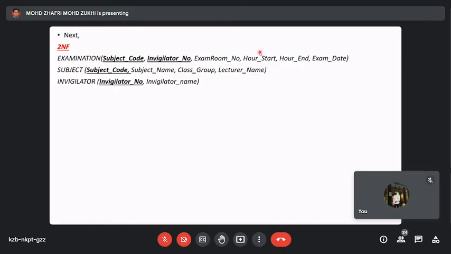Next, is there any other entity that can be extracted out for the third normal form? Is there anything else you notice in the second normal form? Is there any entity you feel can be extracted into a new table? Anything?